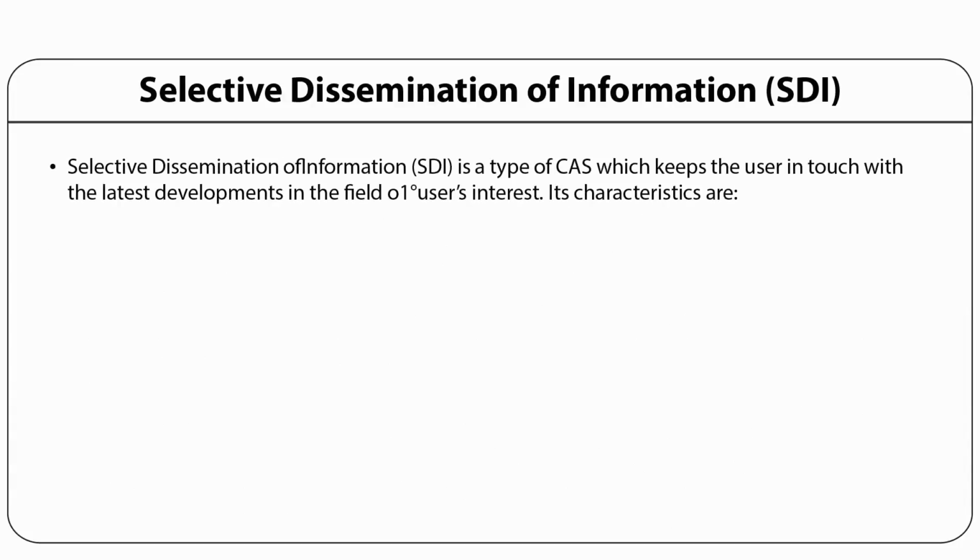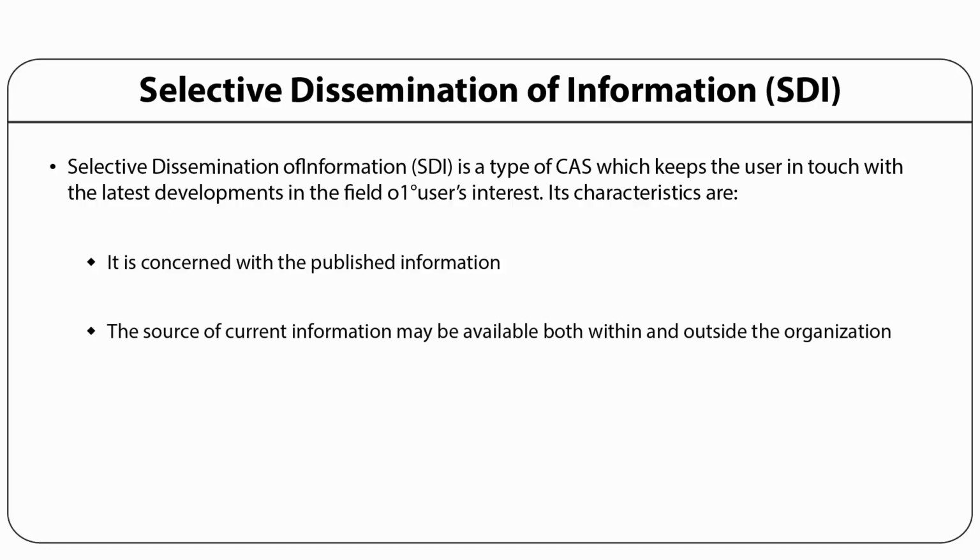Selective dissemination of information, that is SDI. Selective dissemination of information, that is SDI, is a type of cache which keeps the user in touch with the latest developments in the field of the user's interest. Its characteristics are: it is concerned with the published information. The source of current information may be available both within and outside the organization. It's a computer assisted service.